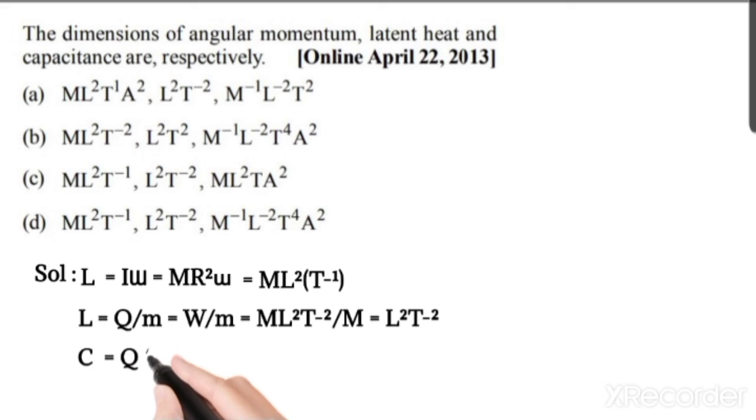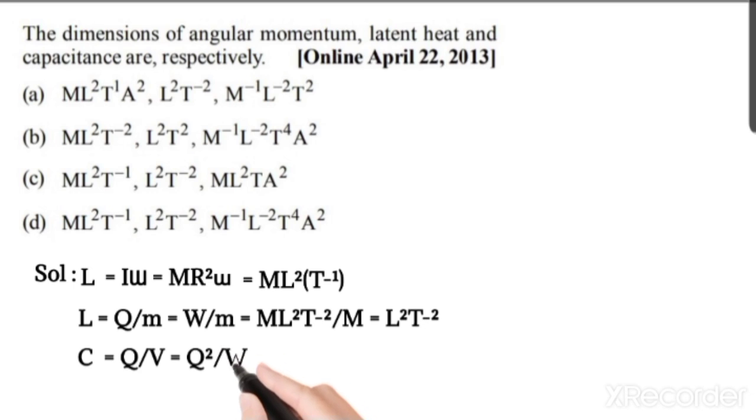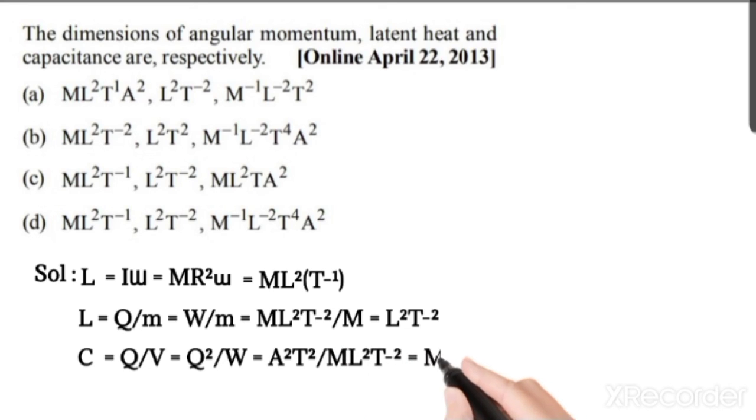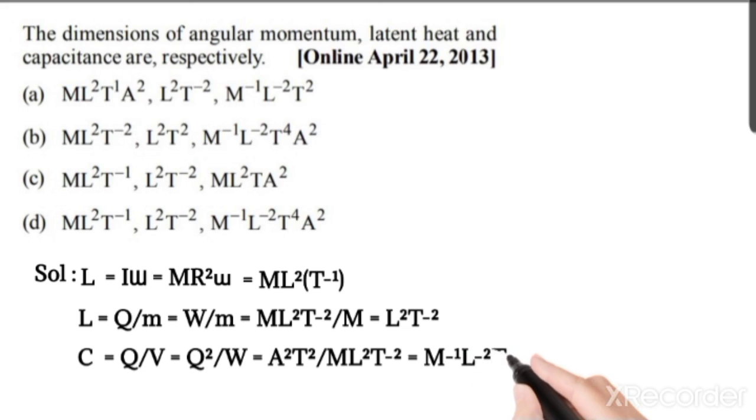The formula for capacitance C is equal to Q by V, that is equal to Q square divided by work. By substituting their dimensional formulas, the dimensional formula for capacitance can be written as M power minus 1, L power minus 2, T power 4, A power 2.